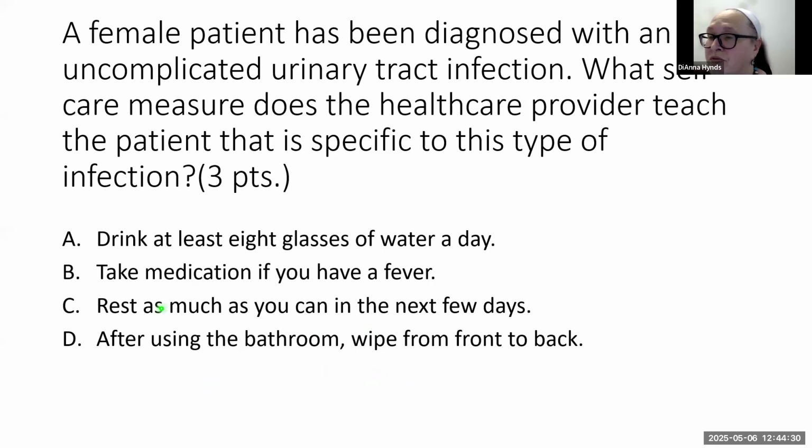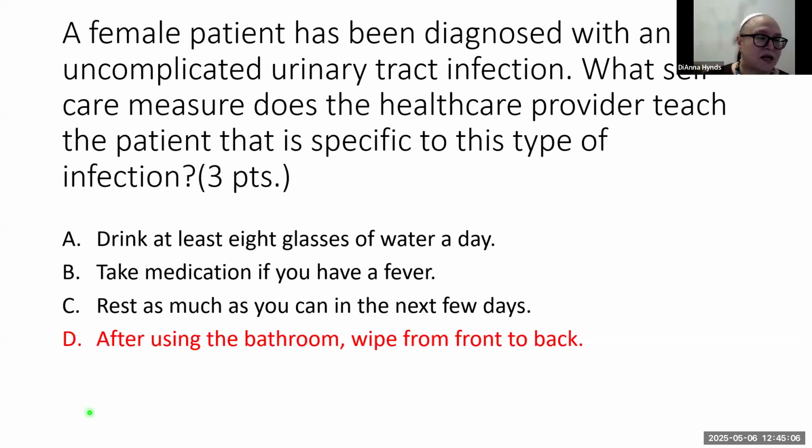And so which one of these would be the best thing that the healthcare provider could tell the patient that has been diagnosed with an uncomplicated urinary tract infection? And so all of these are actually very good things to tell the patient, but which one is going to give you the best response and the most chance of that patient not having a recurrence of that UTI?